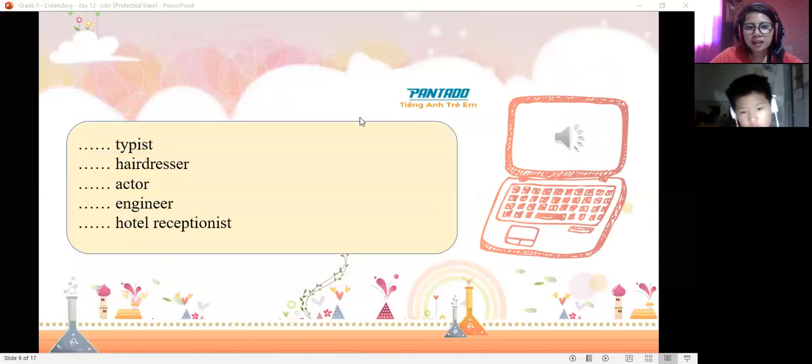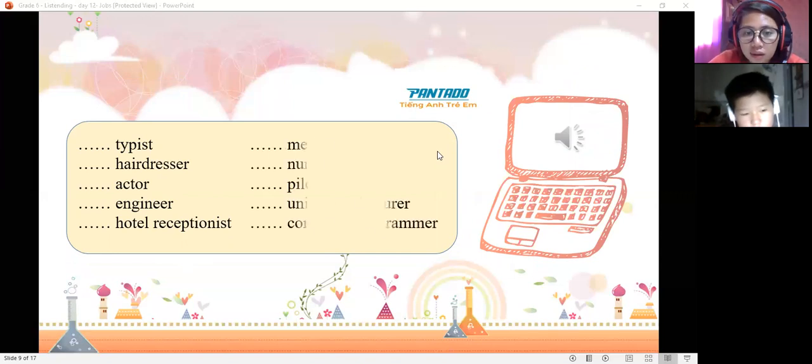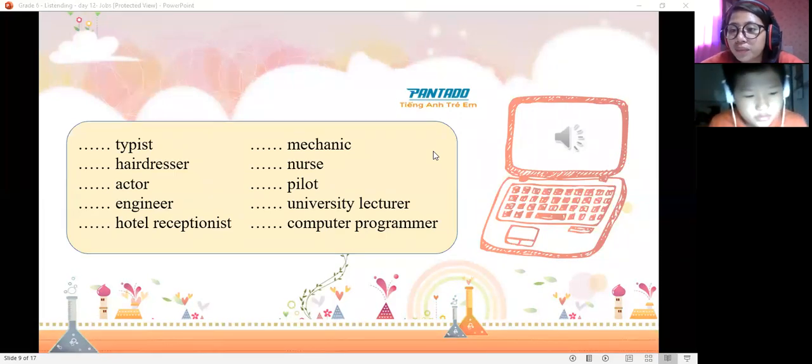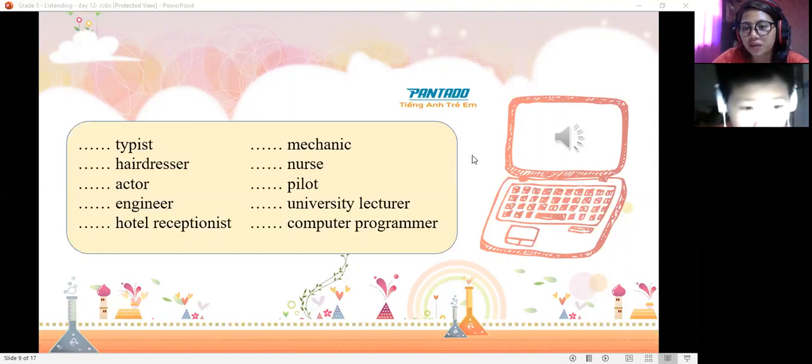So again, Dang, I will play an audio. You can see there are 10 words. You are going to number them 1 to 6 according to what the audio says: 1st, 2nd, 3rd, 4th, 5th, and 6th. Okay, so I will play the audio. You will listen carefully, okay? Okay, very good.